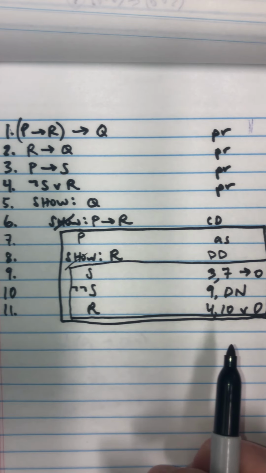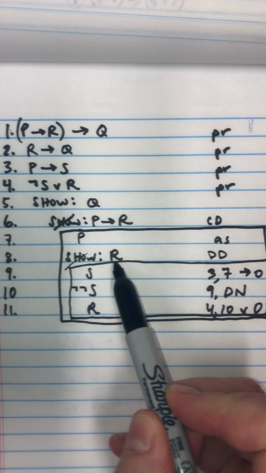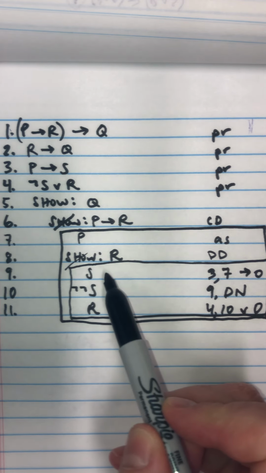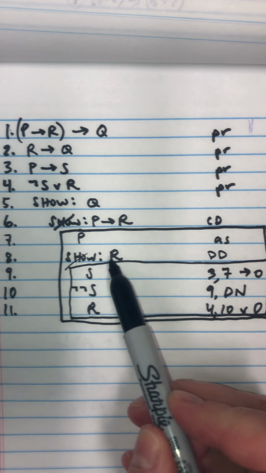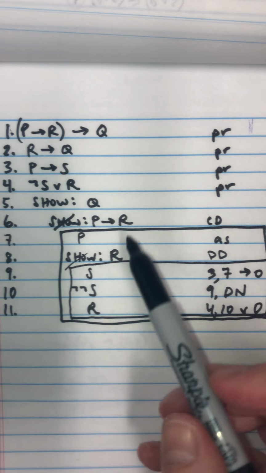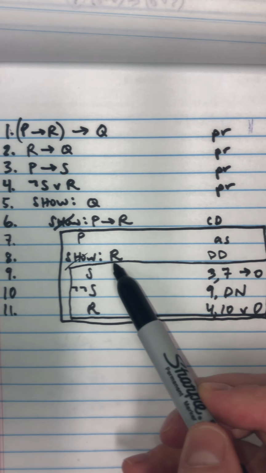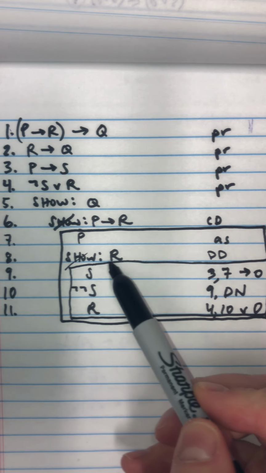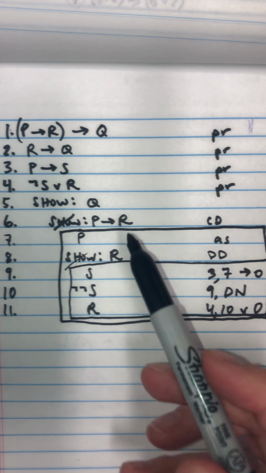And let me explain why it's not allowed. In line 8, we showed R, that's true. But we didn't really show R in any absolute sense. We were able to show R only after assuming P. So we don't know that R is true from our premises alone. It's our assumption that P that allowed us to show R. So we shouldn't really be appealing to R at this point in the proof. It's not something we really know is true.